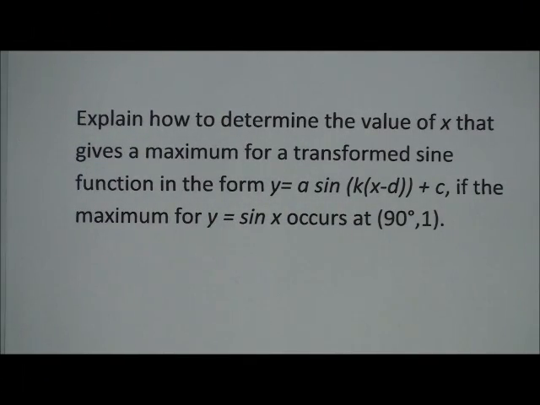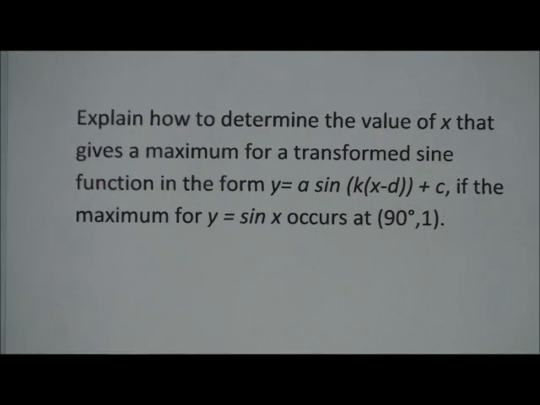Okay, so the question is: explain how to determine the value of x that gives a maximum for a transform sine function in the form y equal to a sine of kx minus d plus c if the maximum for y equal to sine x occurs at 91.